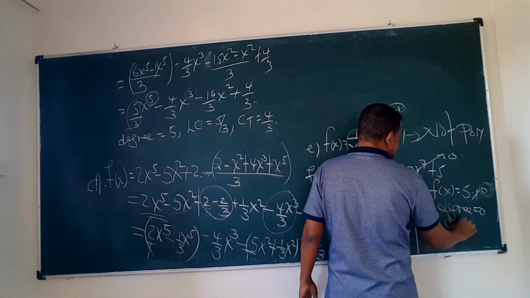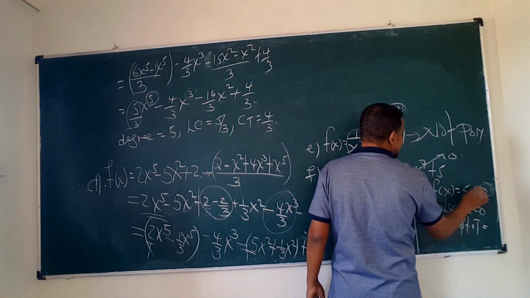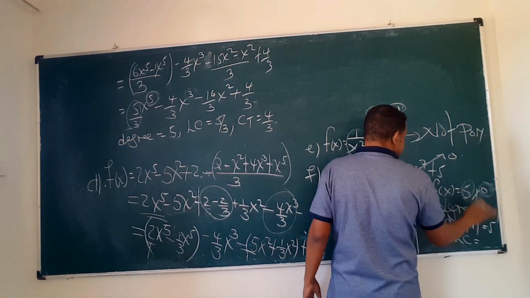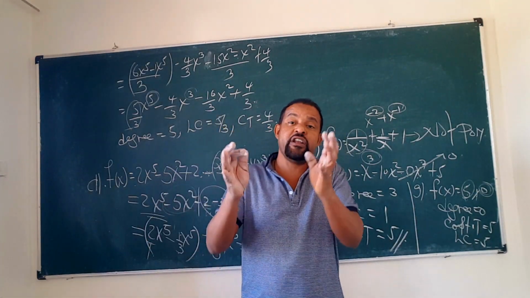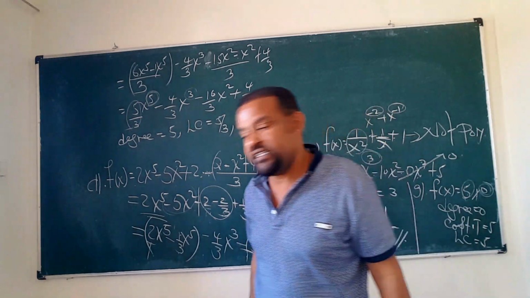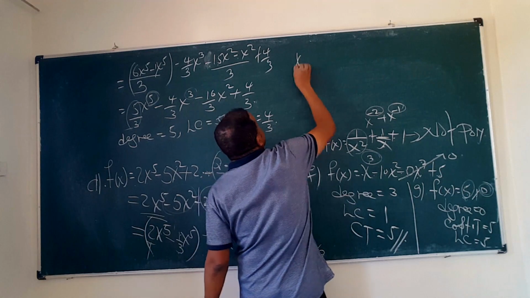So the constant term is what? The constant term is the number itself, 5. And the leading coefficient is itself, which is 5. So for any constant, the degree is 0, the constant term is itself, and the leading coefficient is itself. Right? What about 0? So the degree of 0.